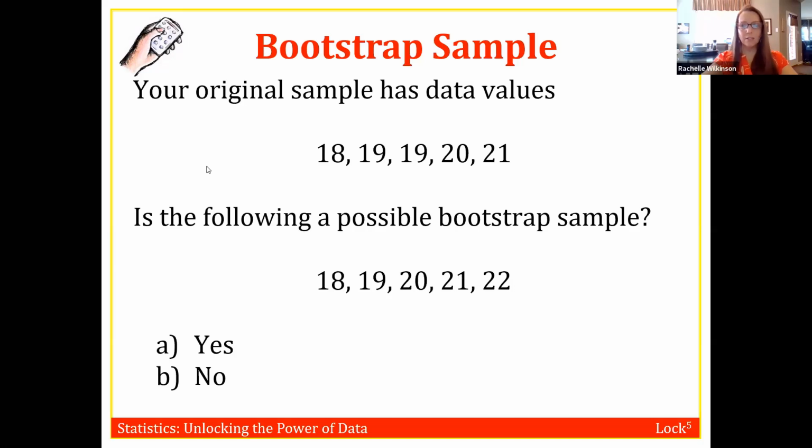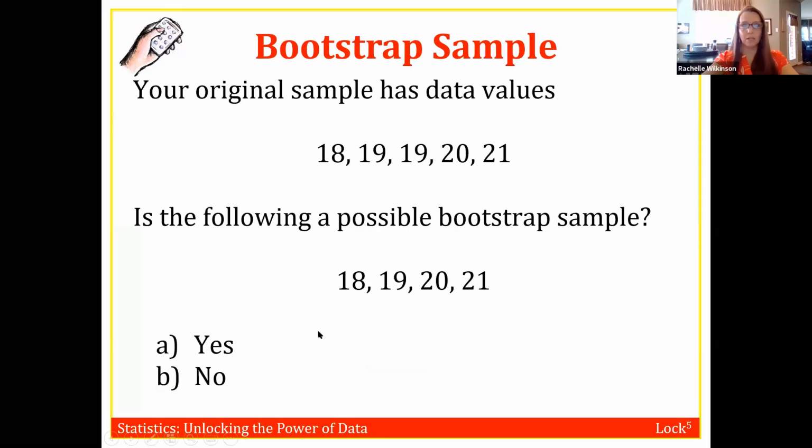I'm seeing lots of no's. So why not? What's wrong with it? Good. The 22 is what's wrong with this one. We're sampling from our original sample. If the original sample doesn't have a 22, then neither can the bootstrap sample, because we're sampling from that. So that one's not valid.